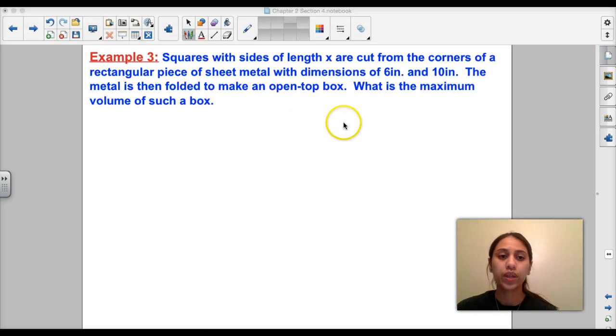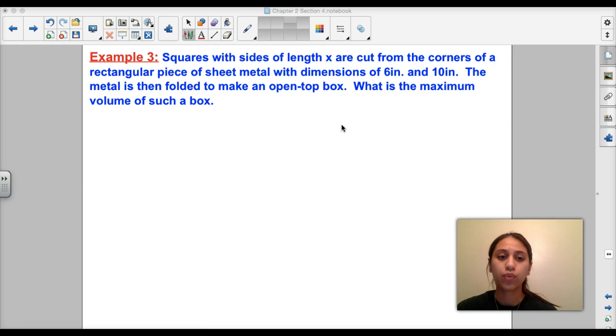Okay, so example 3. We have another word problem. And so this section has quite a bit of word problems. I don't want you guys to get intimidated by word problems. A lot of people do, but the best way to go about it is just to read it once and then try to break it apart. So example 3 says, squares with sides of length x are cut from the corners of a rectangular piece of sheet metal with dimensions of 6 inches by 10 inches. The metal is then folded to make an open top box. What is the maximum volume of such a box?